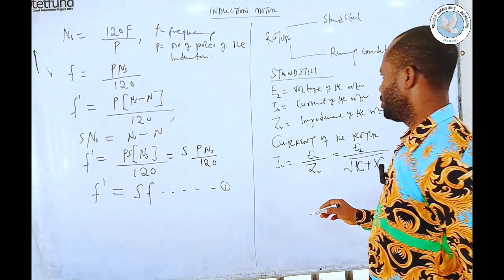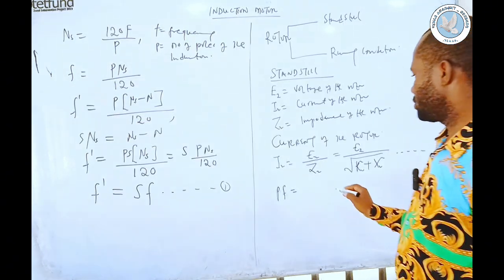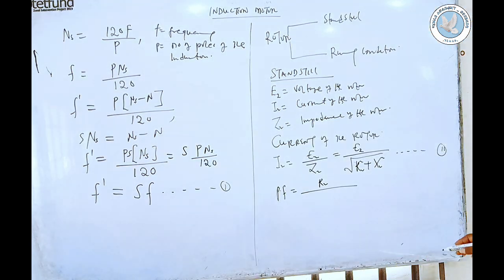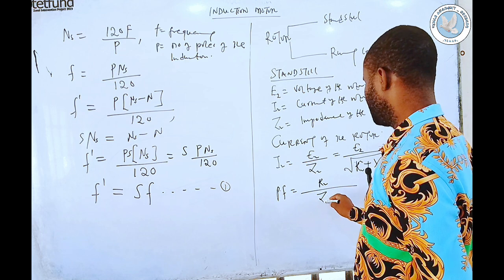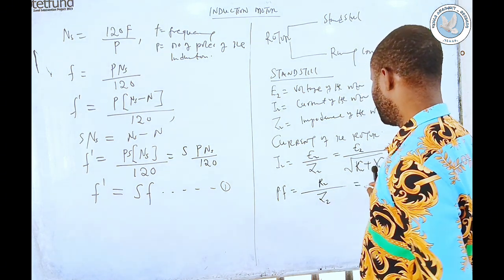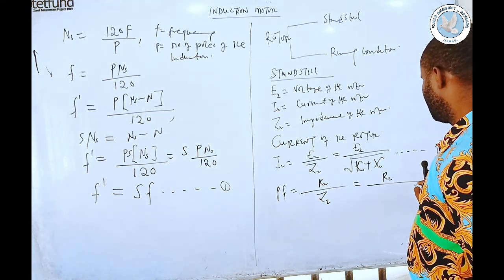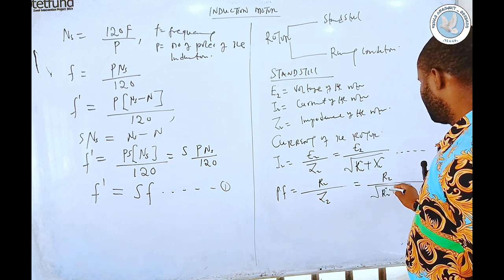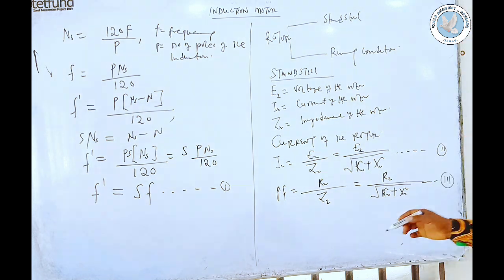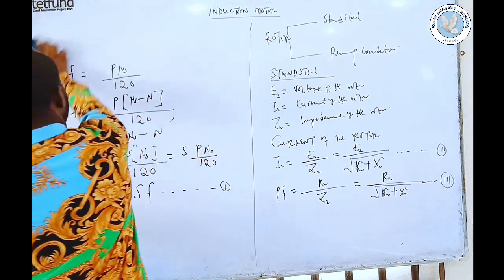And also, the next is power factor. Power factor is actually the resistance of the rotor divided by the impedance of the rotor. So this is giving us this divided by the square root of this plus this. So this is your equation 3. So we further express the current.